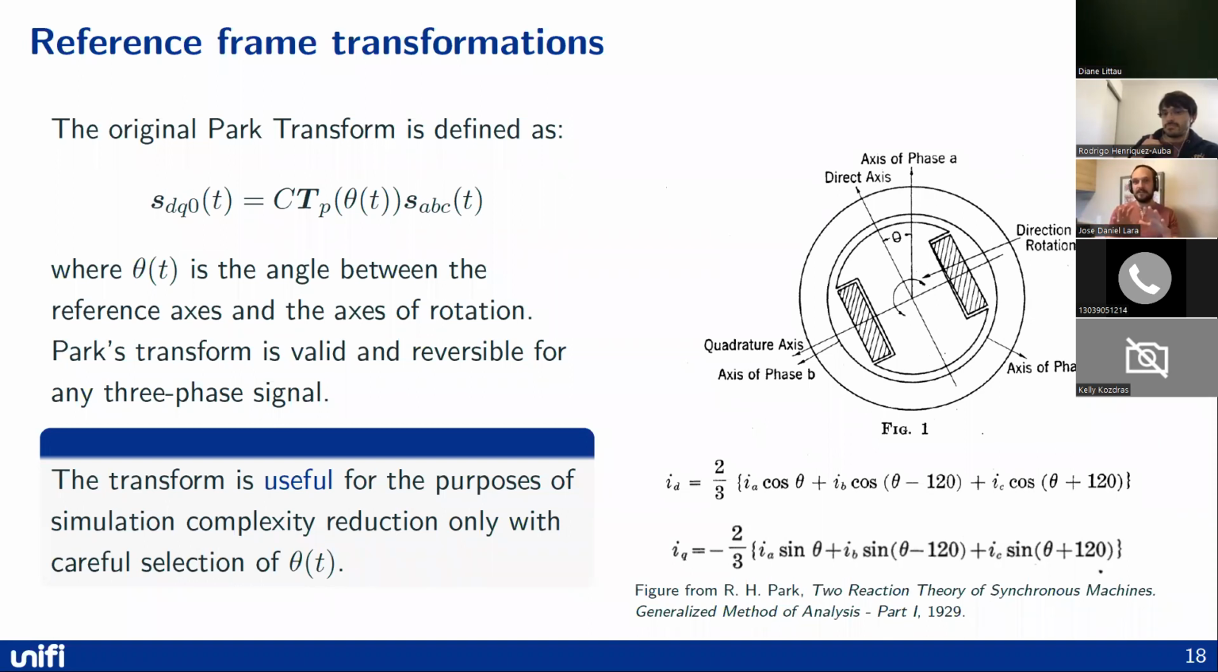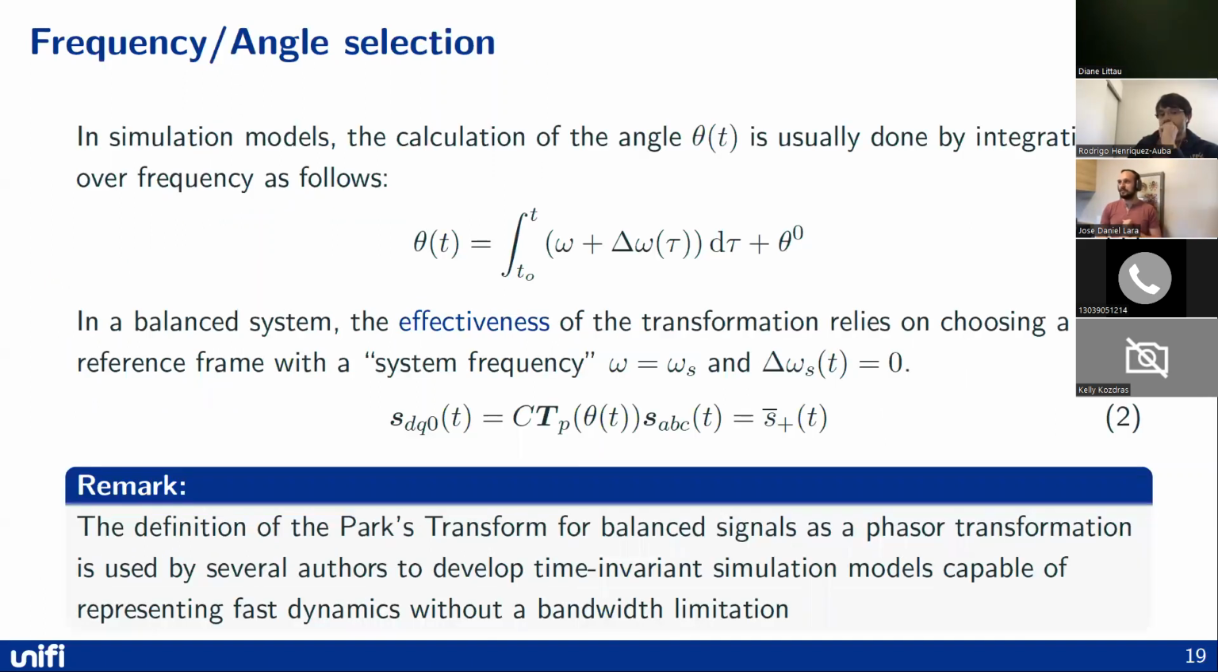And here we figured out there's a connection. For certain implementations of the transformation of Park, the Park transform is an exact phasor transformation of a balanced three-phase signal. So in simulation models, the calculation of theta(t) is done by integrating the frequency, right? So it starts with a question: okay, we're integrating the frequency, but then what is the frequency of the system, right?